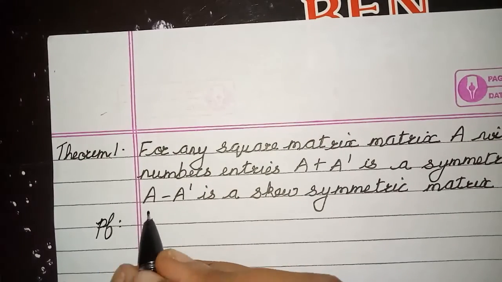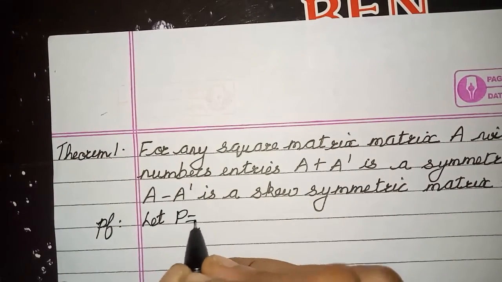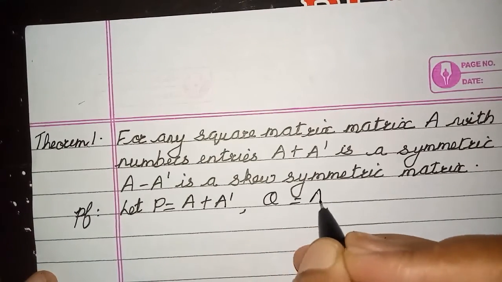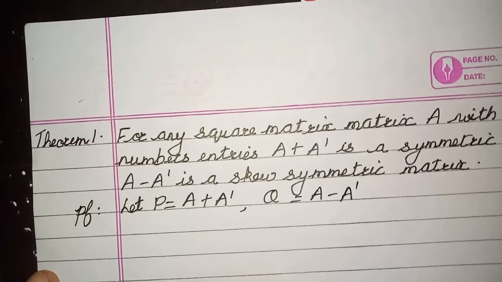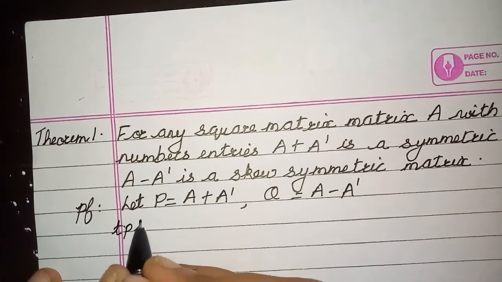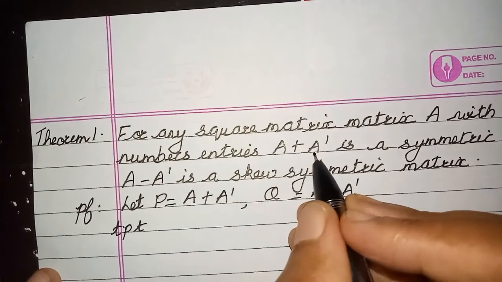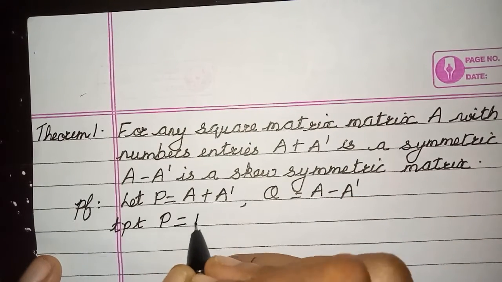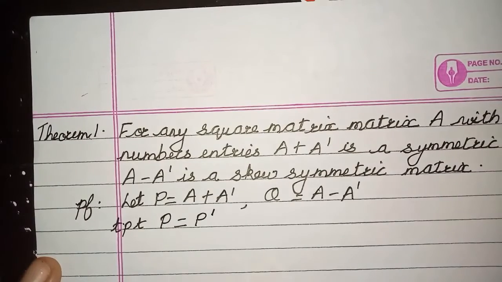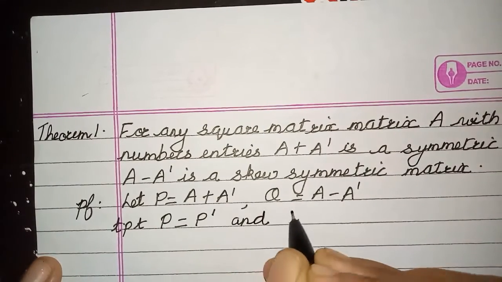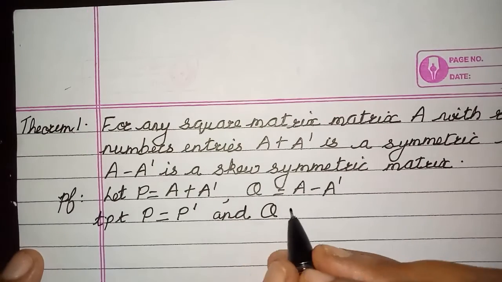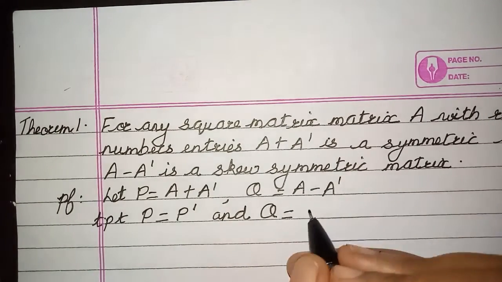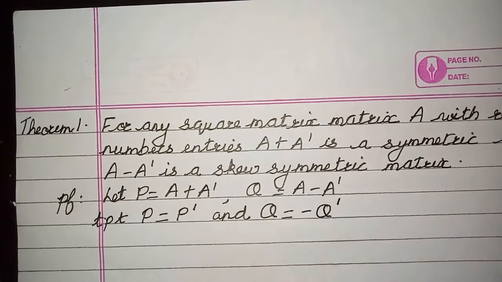Okay. Let us consider, let P is equal to A plus A dash. And let us take Q equal to A minus A dash. So by definition, what do you have to prove now, children? Now A plus A dash is called as P. So now I have to prove that P is symmetric. That means I have to prove that P is equal to P dash. And Q is called now A minus A dash. So I have to prove Q equal to skew symmetric matrix. So now it will be Q equal to minus of Q dash.